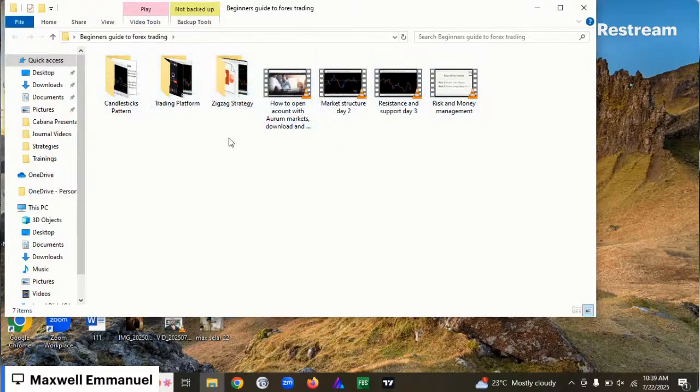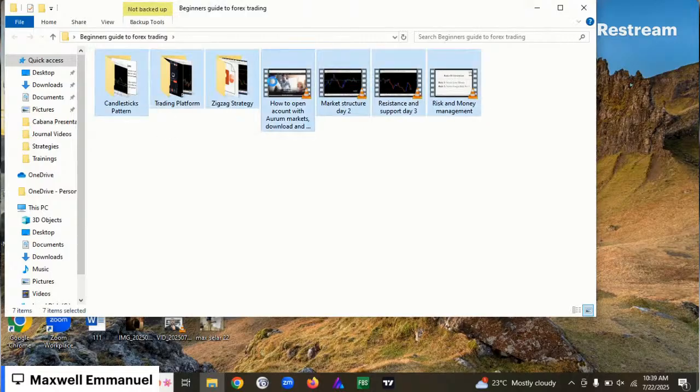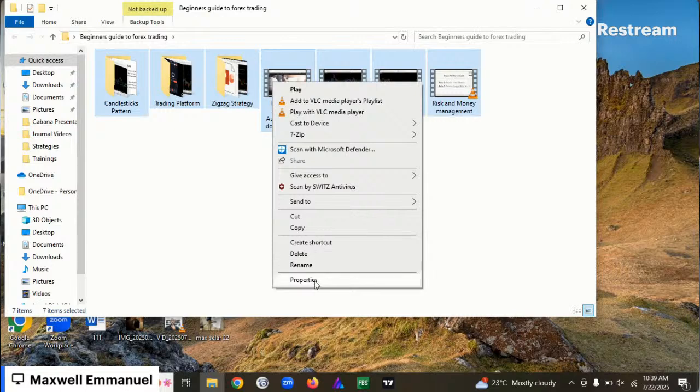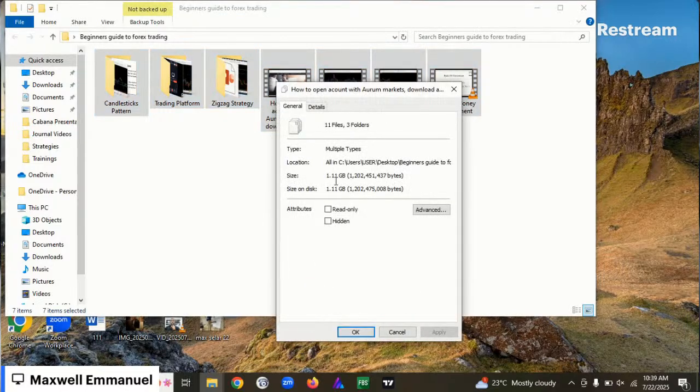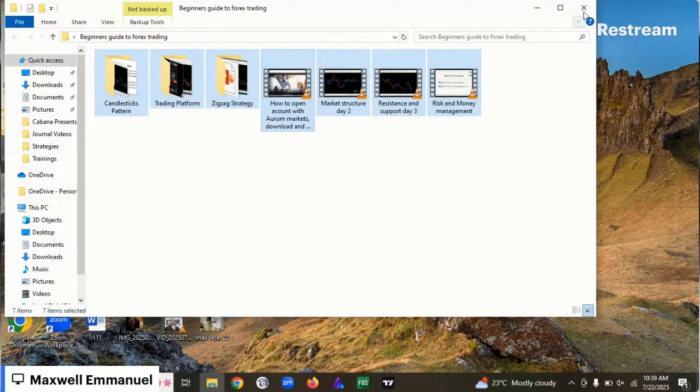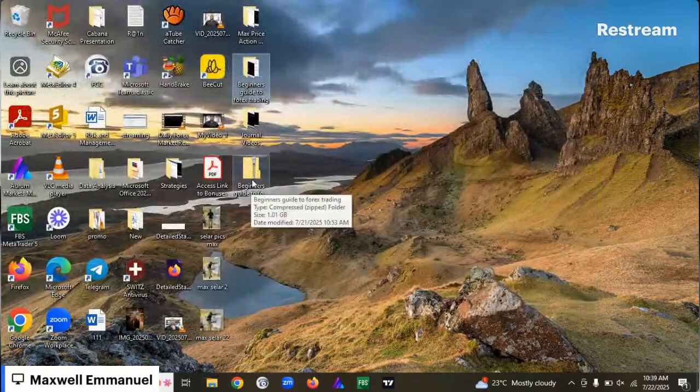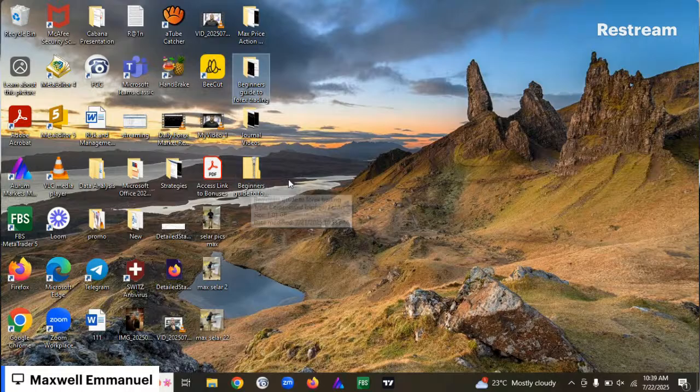All this is close to 1 gig. You see, it's 1.11 gig, so you need to have data to download it. Once you make payment on the seller, you have access to this file, and you'll be able to download it.